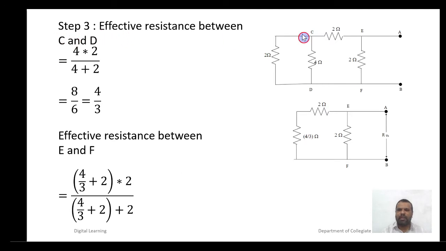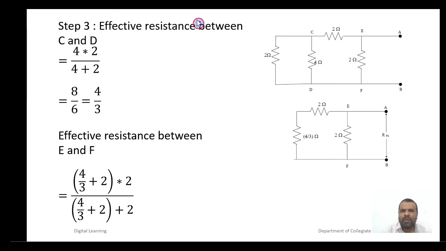Now step 3, effective resistance between C and D. First, remove the EMF and measure the Thevenin's equivalent resistance between the terminals A and B. For that, first you have to measure the equivalent resistance between C and D, and after that you have to measure the equivalent resistance between E and F.